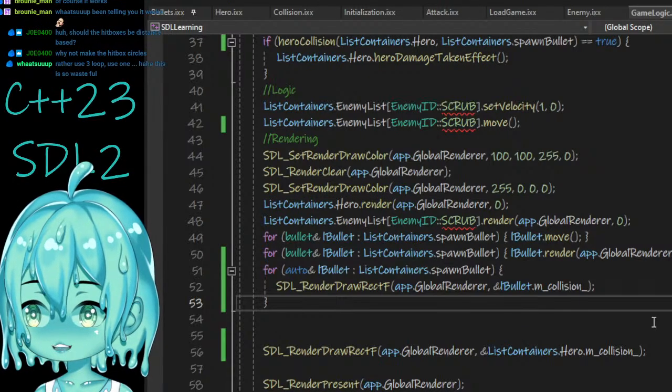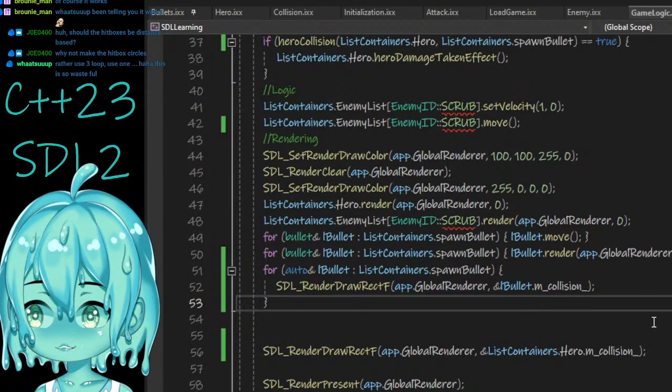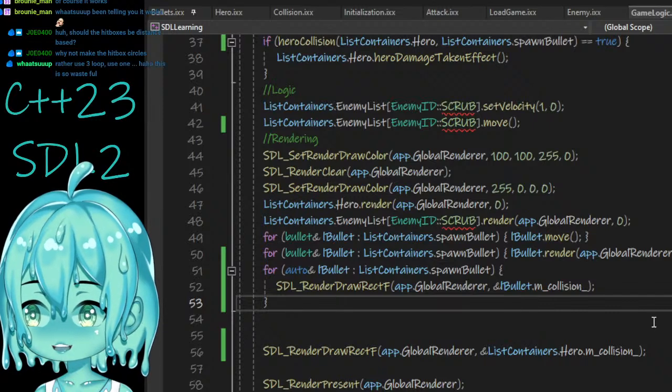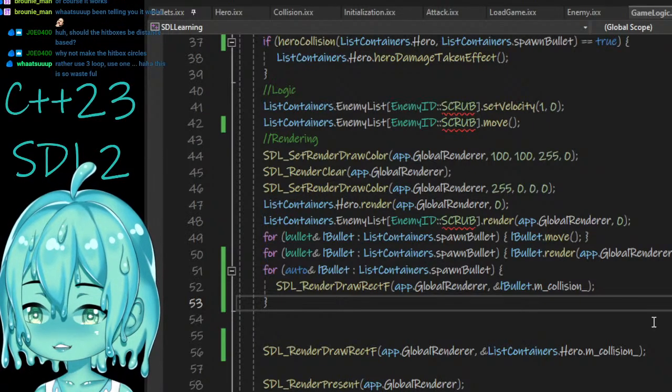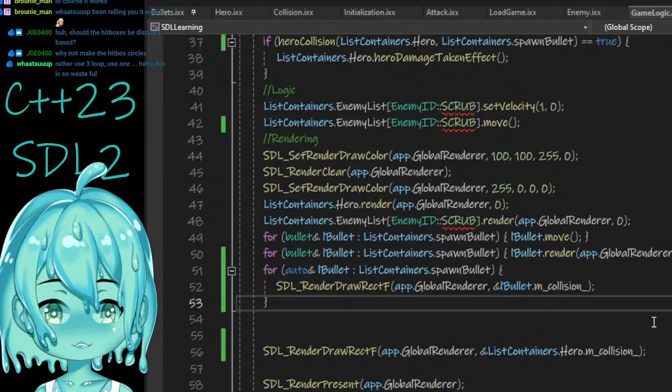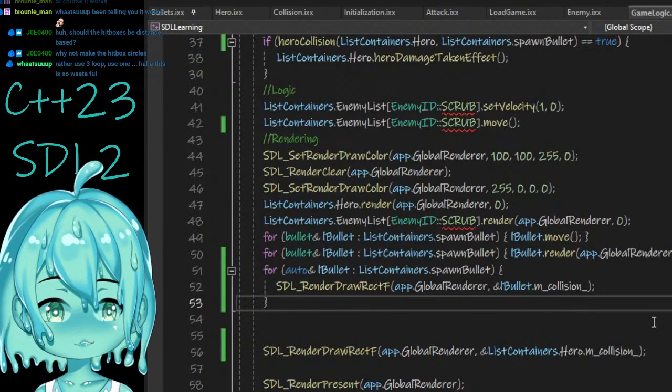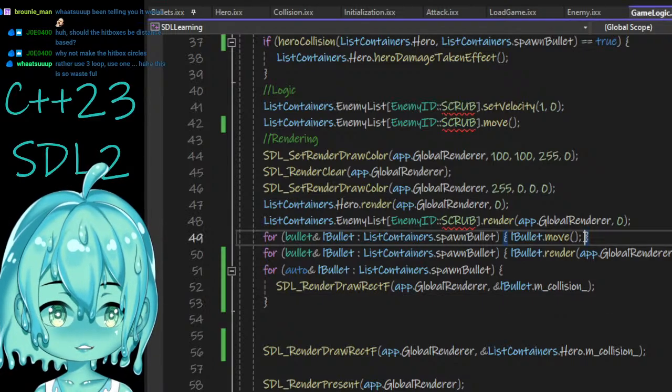Should the hitboxes be distance-based? Why not make hitbox circles? Because circles are complicated. I would rather do 3 loops, use 1. Haha, this is so wasteful. Yeah. True, true. Here, you know what? I'll make it clean for you, chat.